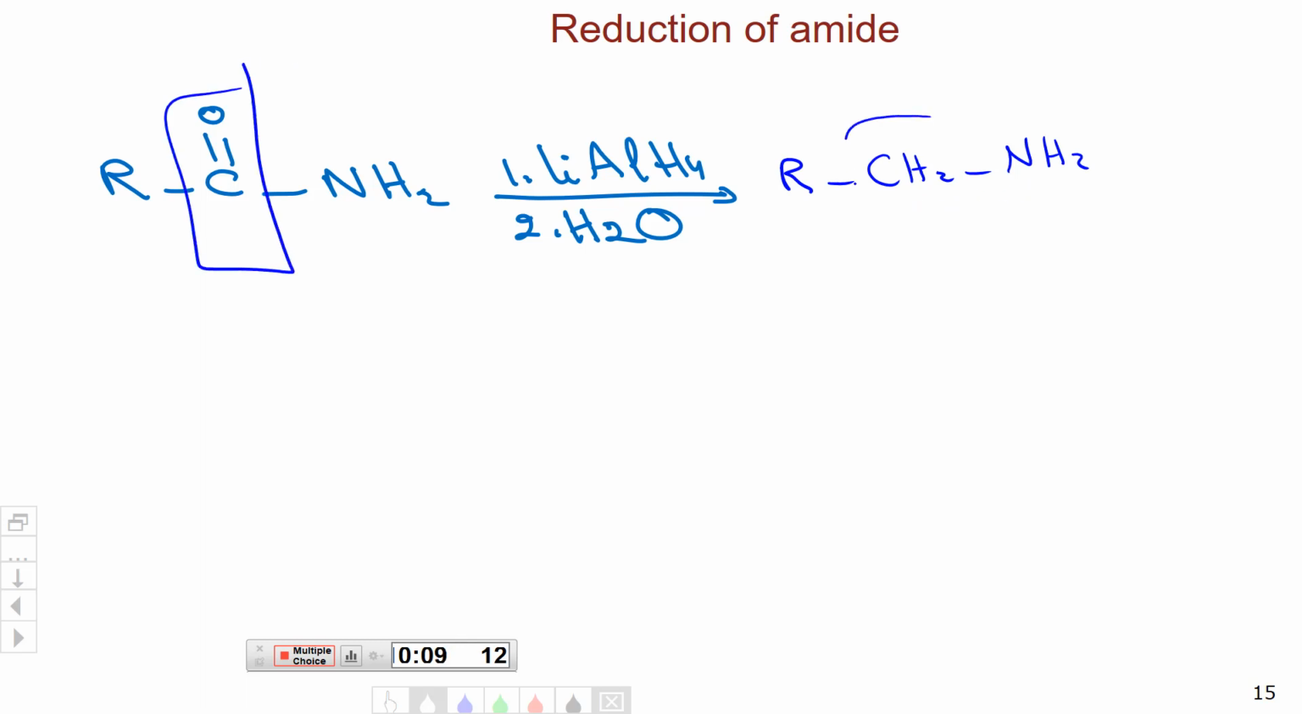The whole C double bond O is reduced here, and it has to do with the mechanism. I know the trend has always been a primary alcohol for all of them, or a secondary alcohol for the ketone. Please pay attention that this one drifts out of the trend. So keep that in mind: when you're reducing an amide, you're going back to the CH2, not the COH and NH2. With this, that's all the reactions.